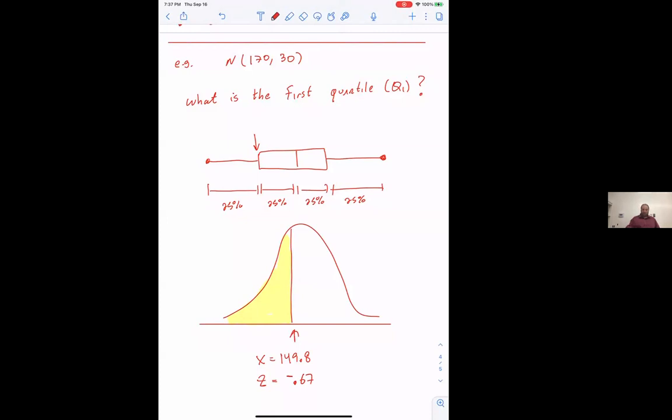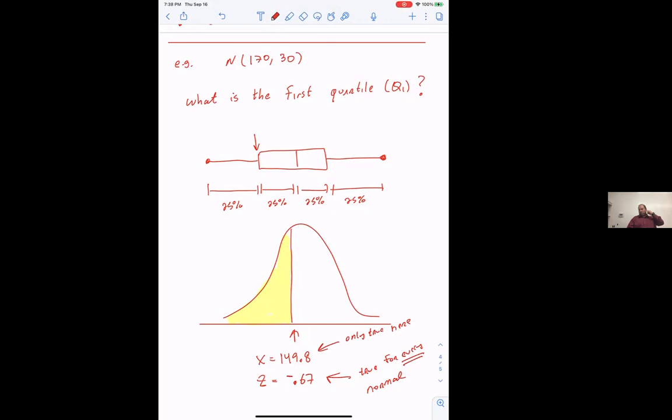This is universal. This is true for every normal. The first quartile will always be 2/3 of a deviation below the mean. This, of course, is only true here because this is raw data and that depends on this mean and this deviation. But the z-score is universal.